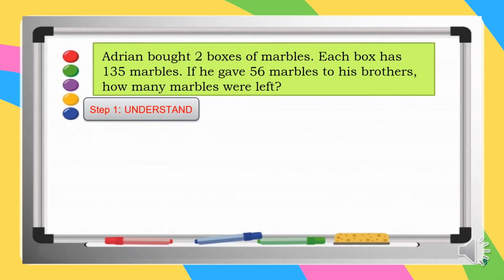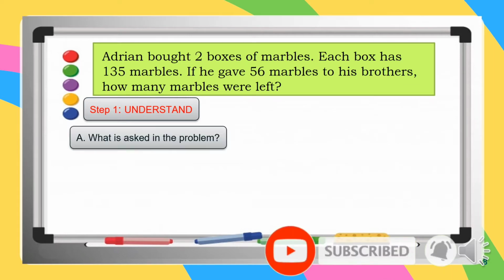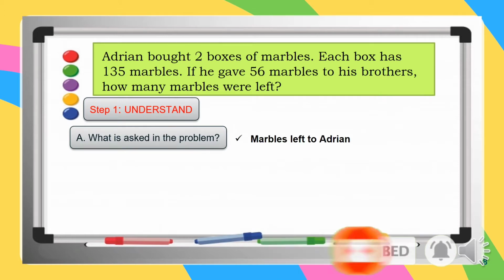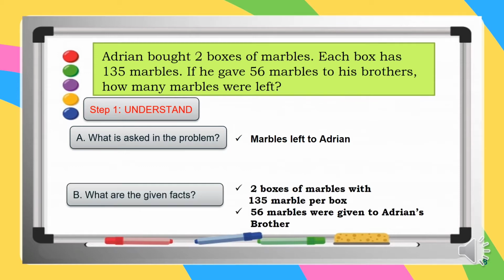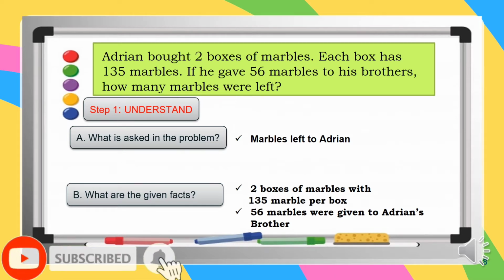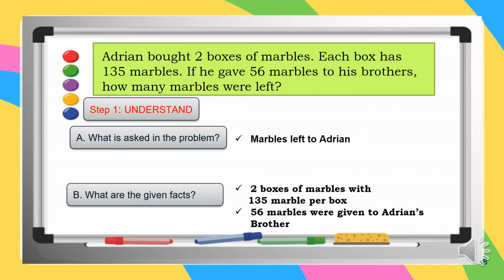Let's have an example. Adrian bought 2 boxes of marbles. Each box has 135 marbles. If he gave 56 marbles to his brothers, how many marbles were left? Step 1 is to understand. What is asked in the problem? Correct. Marbles left to Adrian. Letter B. What are the given facts? The given facts are 2 boxes of marbles with 135 marbles per box. 56 marbles were given to Adrian's brothers.